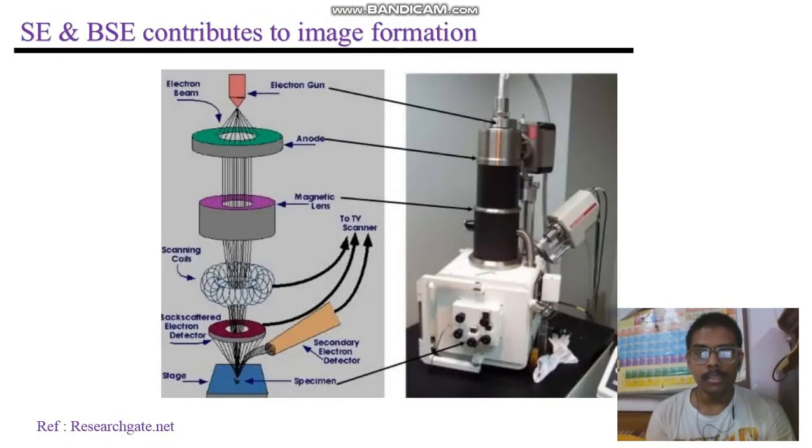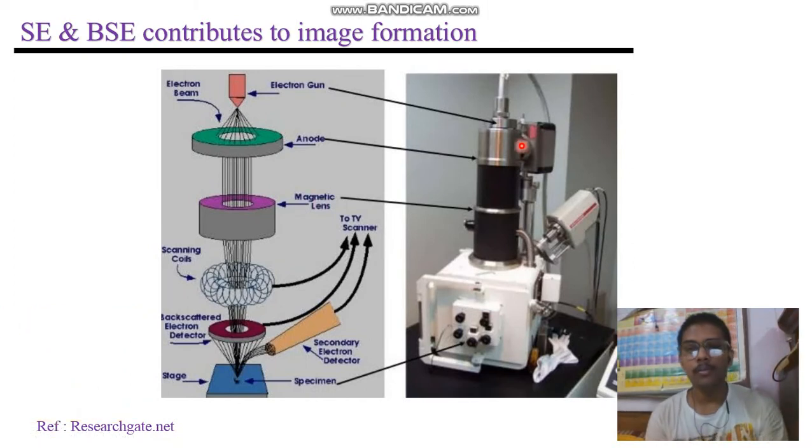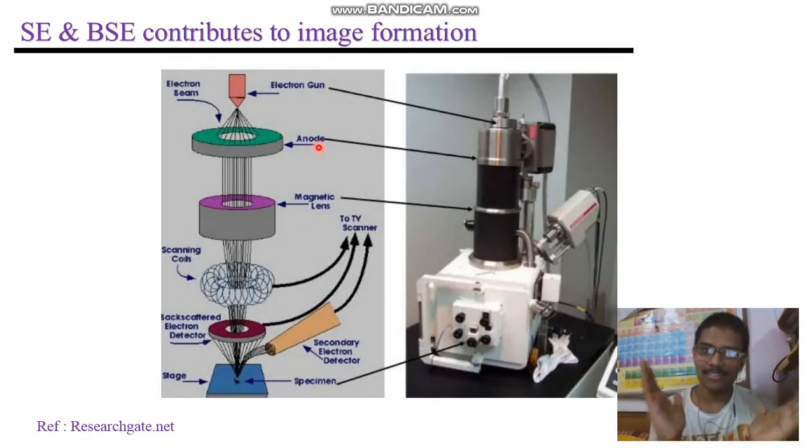So this slide shows the particular SEM microscope, the instrumentation of the scanning electron microscope. Here you can see, as electrons are involved, you need an electron source. So at the top of the microscope there is an electron gun. The electron gun helps to generate the electrons, and these electrons are going to be attracted by an anode which is placed very nearby. Anode is positively charged and electrons are negatively charged. That's why the anode attracts all the electrons.